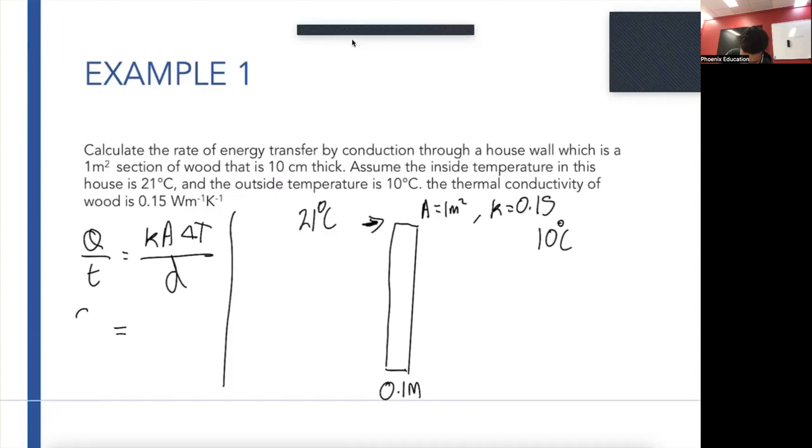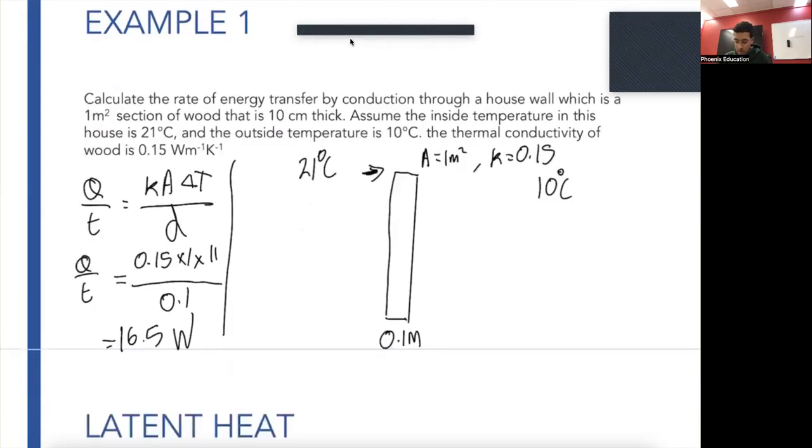So what's happening is that Q over T is equal to 0.15, since we're just plugging the values in, times 1, times the change in temperature. The change in temperature, from the inside of the house to the outside of the house, is 21 minus 10, over 0.1. If you plug all this into your calculator, you should get 16.5, and this should be watts. So the energy transfer is 16.5 watts.